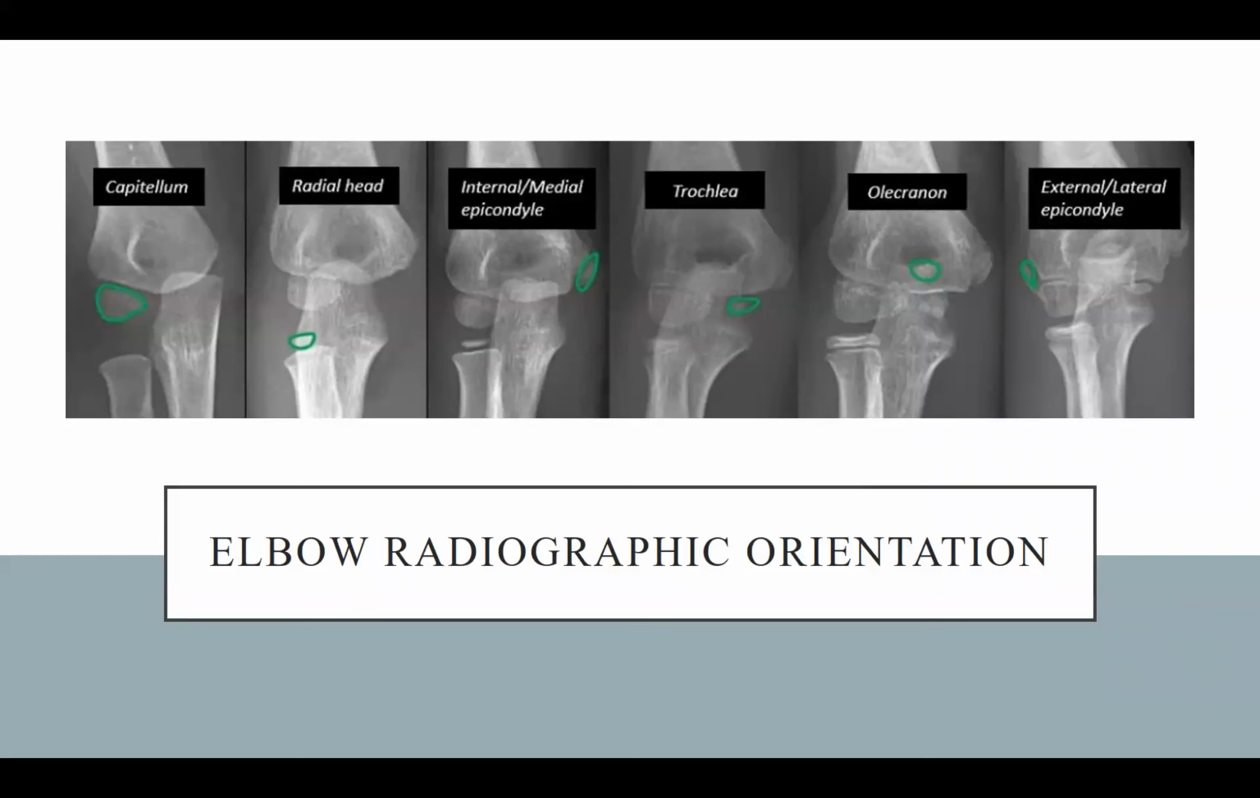Some more radiographic orientation. This highlights some ossification centers. Again, the mnemonic CRITOE can help you remember what that consists of. Something important to note is that the trochlear and olecranon centers are often multicentric and should not be mistaken for fracture fragments. But the internal epicondyle always ossifies before the trochlear. That's also a key thing to note.